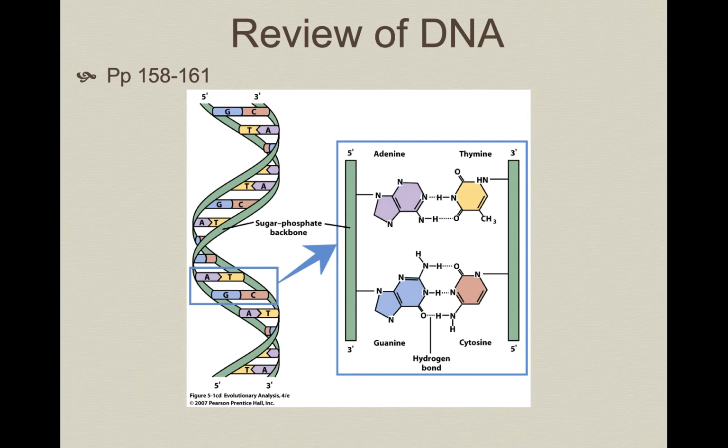So to understand mutations, let's do a quick review of what DNA is all about. So DNA is deoxyribonucleic acid. It is a double-stranded molecule of deoxyribose sugar held together by pairs of nucleic acids, purines and pyrimidines, A's, G's, C's, and T's: adenine, guanine, cytosine, and thymine.